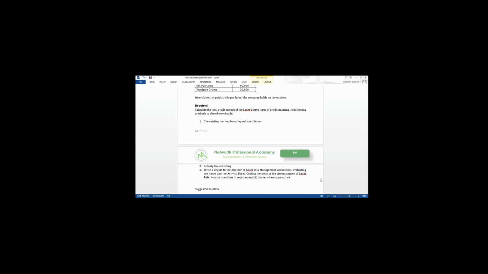We want to calculate the profits. For Roman figure one, we are going to calculate profit using the traditional absorption costing method. Overhead will be absorbed using labor hour. For Roman figure 2, this should be Roman figure 1. This should be your A. It should be A1, or this one is an error. Then this should be your B.